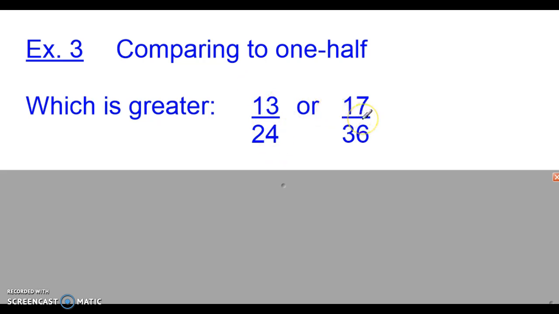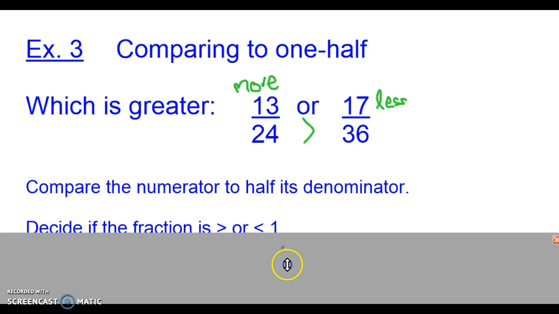And then 17 over 36. In order to be half of 36, I need 18. So we knew that 13 over 24 was more than 1/2. And half of 36 is 18. So 17 over 36 is less than 1/2. So without finding a common denominator, I know that since 13 over 24 is more than 1/2, it is a greater fraction.